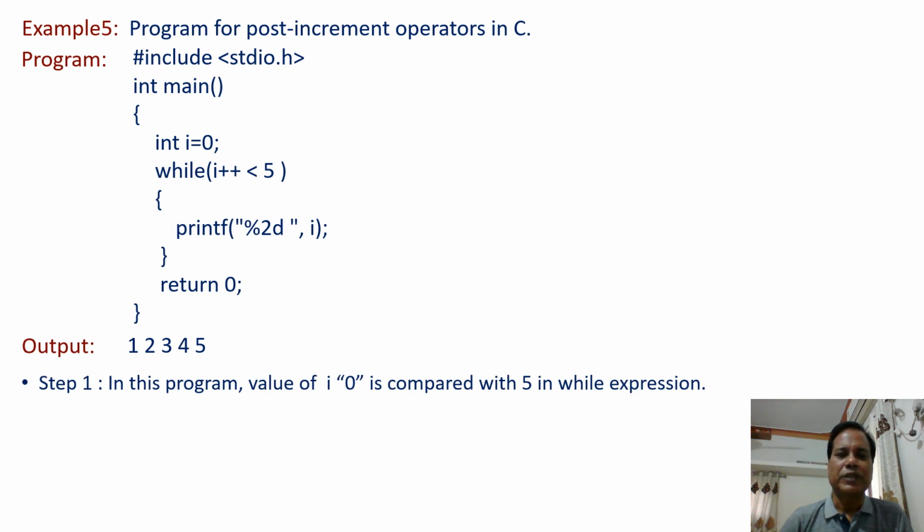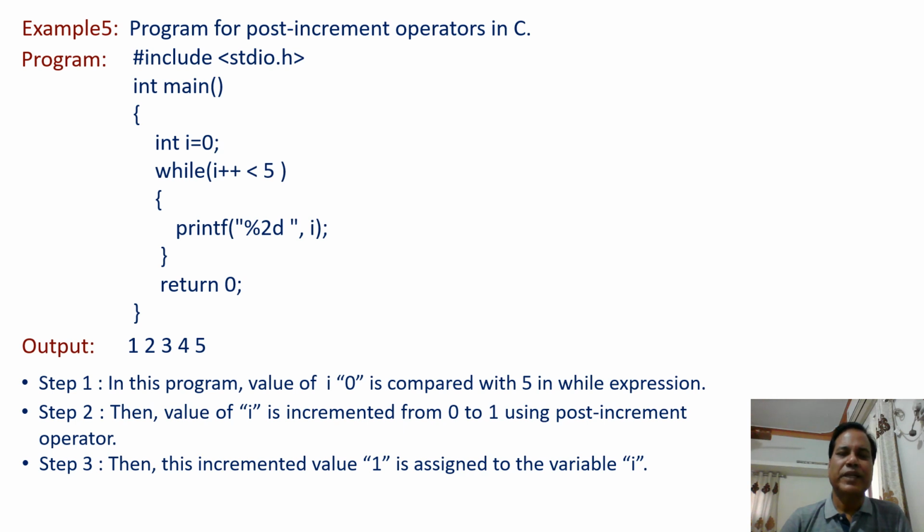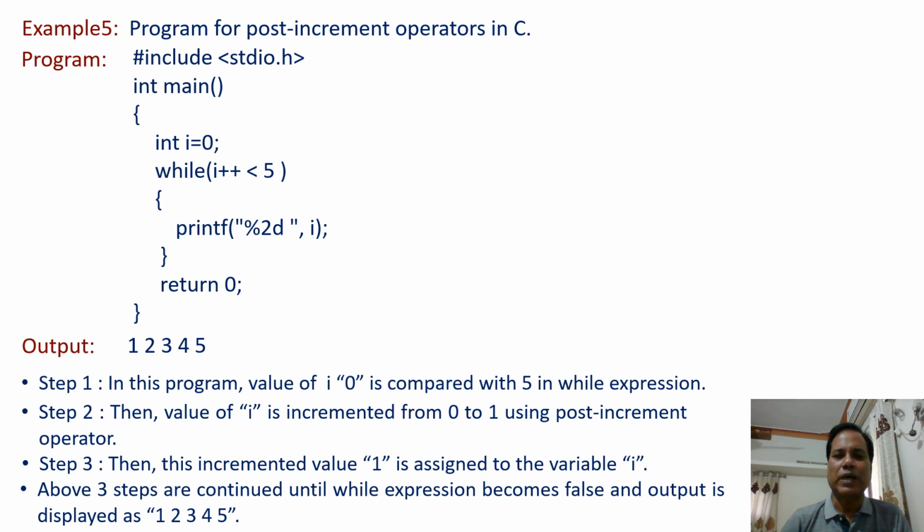The steps are written like this. Step 1. In this program the value of I, 0, is compared with 5 in the while expression. Step 2. Then the value of I is incremented from 0 to 1 using the post increment operator. Step 3. Then the incremented value is assigned to the variable I, and the above 3 steps are continued until the while expression becomes false, and the output is displayed as 1, 2, 3, 4, 5.